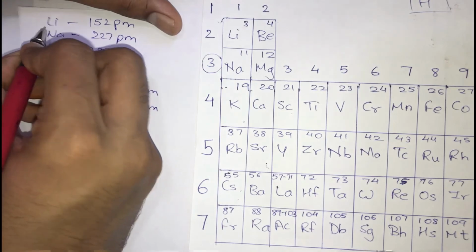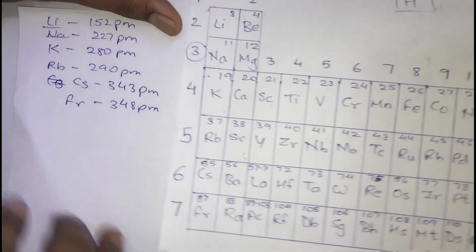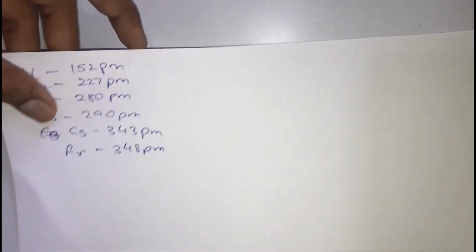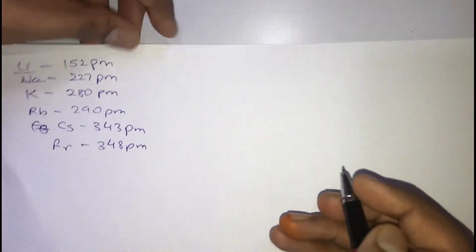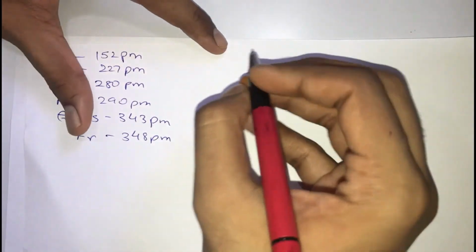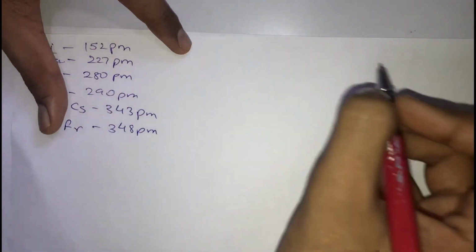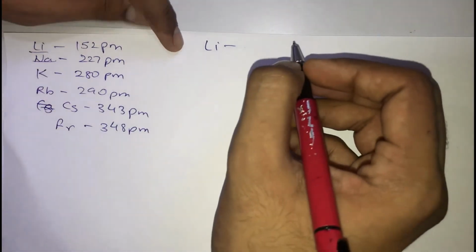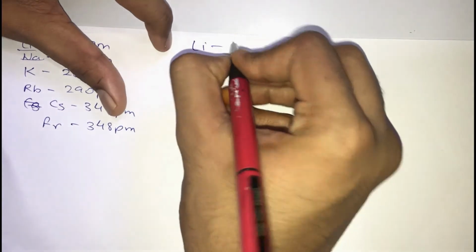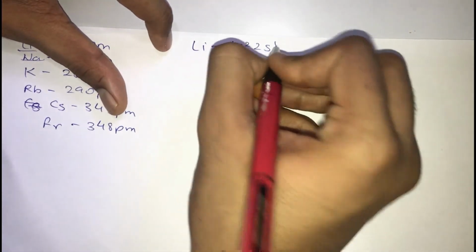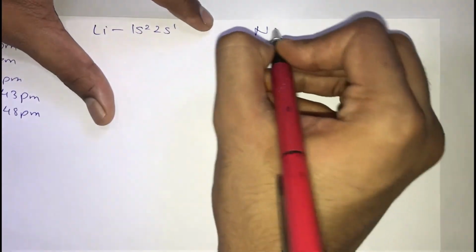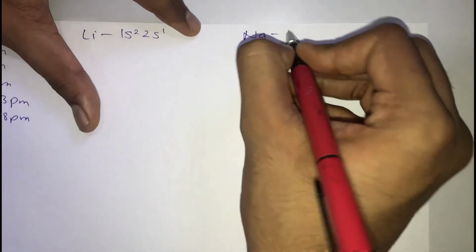So there are basically three factors that are responsible for the atomic radius. Am I right? Before understanding those three factors, I would like to draw the diagrammatic representation which helps us to understand them in a better way. So what is the electronic configuration of lithium? It is nothing but 1s2 2s1. Am I right? And the electronic configuration of sodium is nothing but 1s2 2s2 2p6 3s1.